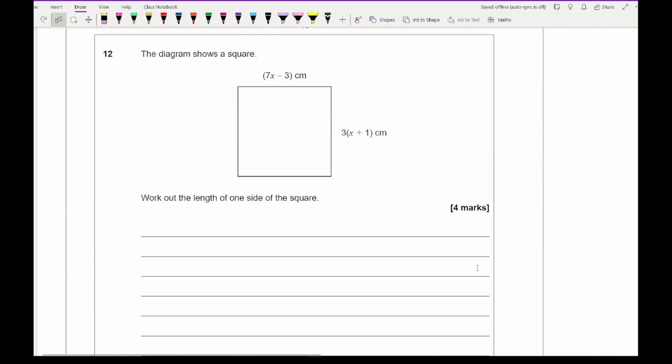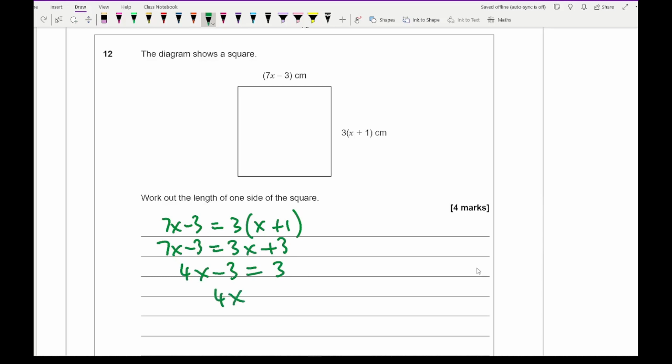So looking at question 12, it says that the diagram shows a square, and the question is saying to work out the length of one side of the square. So for this, as it is a square, that's 7x minus 3 equals 3 lots of x plus 1. So if we expand the brackets, I get that, and then 4x minus 3 equals 3, so 4x equals 6, so x equals 6 over 4, which is 3 over 2, which is 1.5.